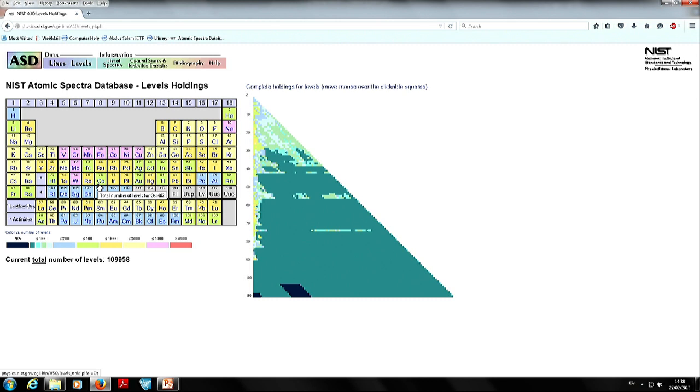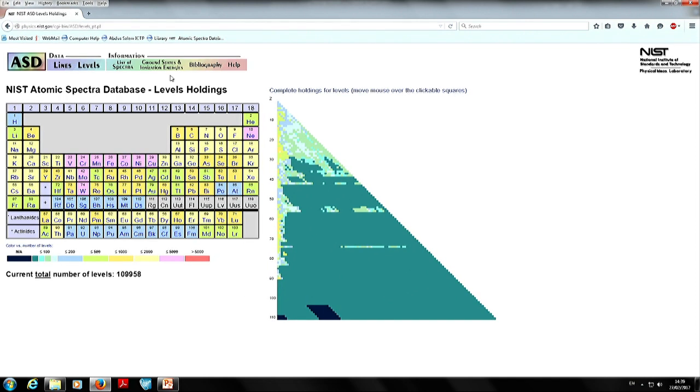What you see on the right is the same information, but showing you how much is available for each particular ion. So there are two axes. This axis is the nuclear charge. So we go from hydrogen, which is Z1, to darmstadtium, which is Z110. And this axis is ion charge. And again, different colors tell you how much you have for each ion that corresponds to a small square here. Let me just make it a little bit bigger.